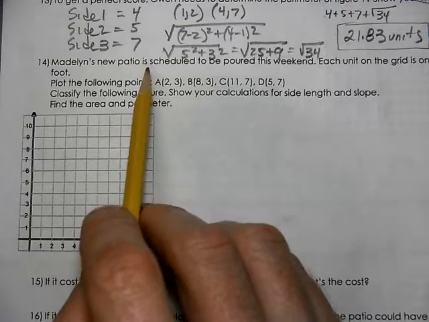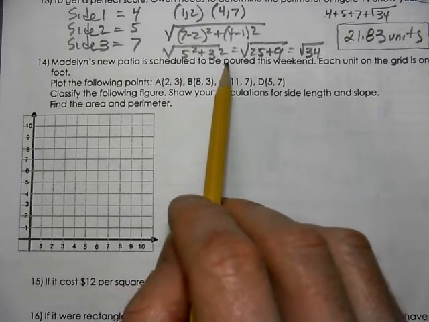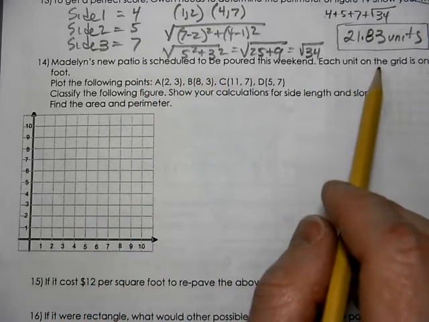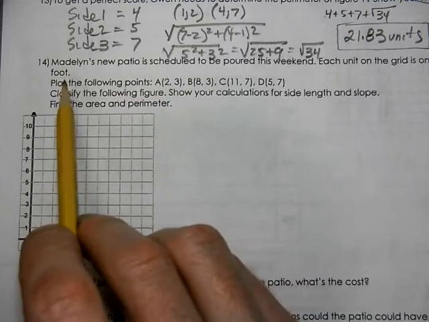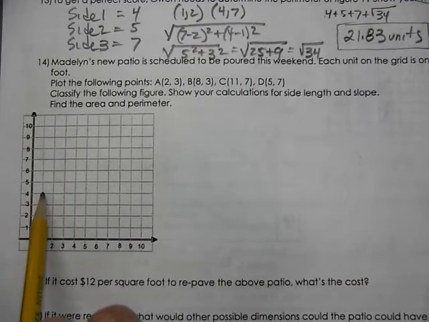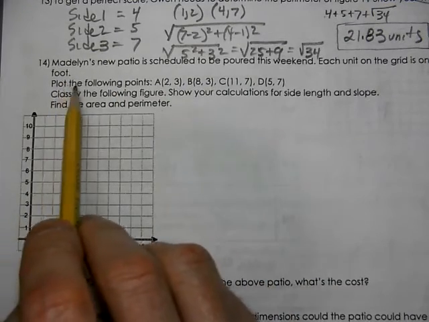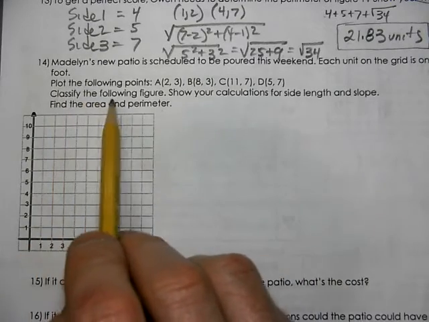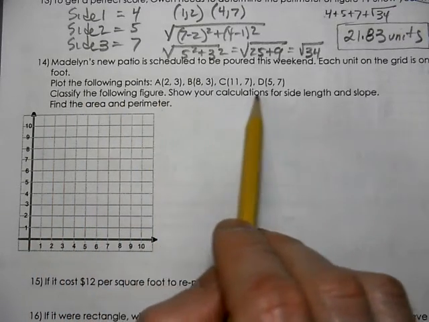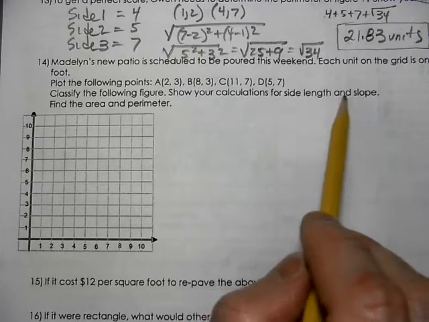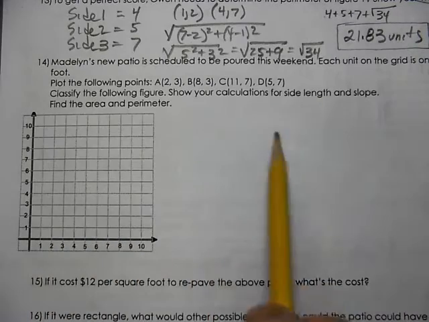Madeline's new patio is scheduled to be poured this weekend. Each unit on the grid is 1 foot, so we're 1 foot over. Plot the following points. Classify the following figures. Show your calculations for side length and slope. Find the area and perimeter.